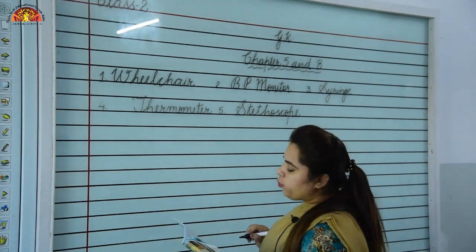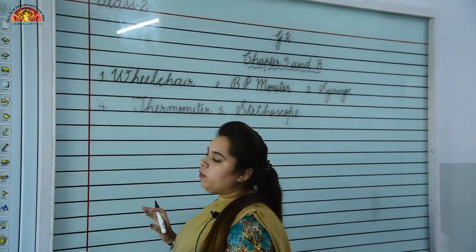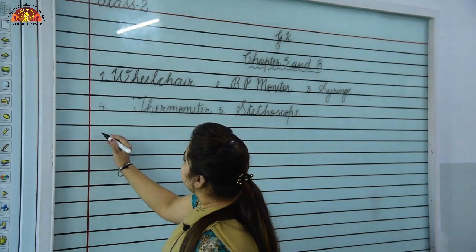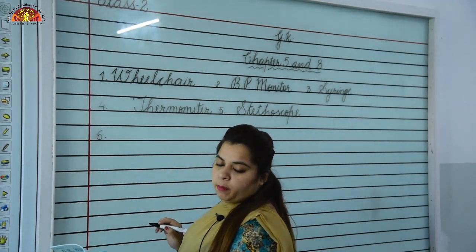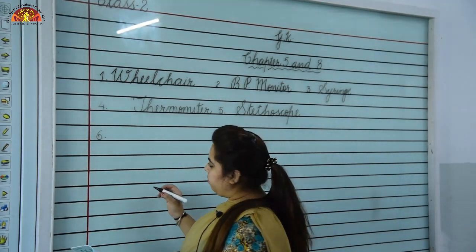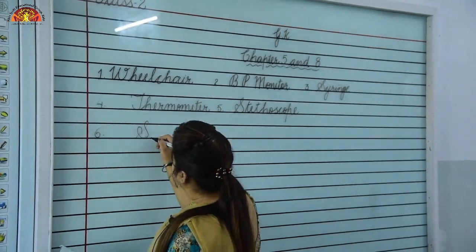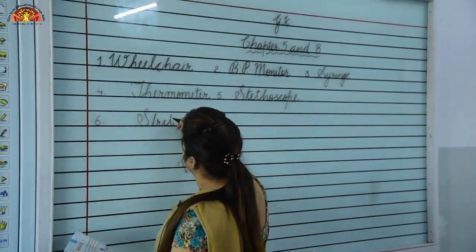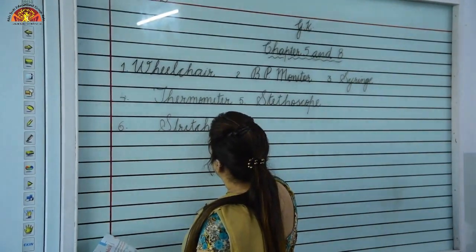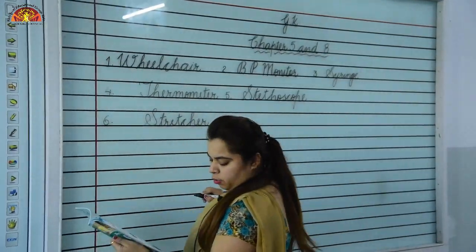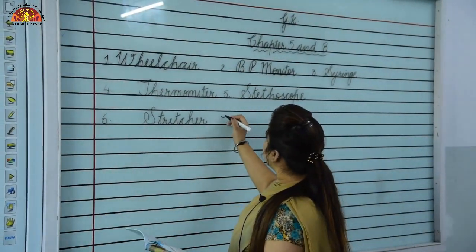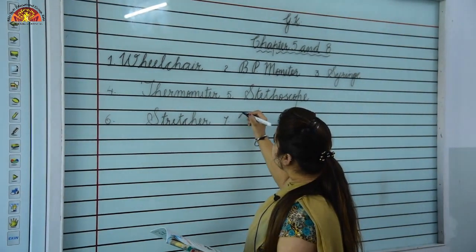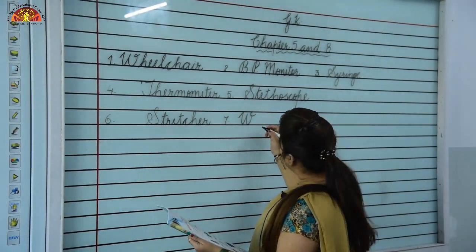STETHOSCOPE. Children, you have to do all the work in beautiful handwriting. Number 6. Number 6 is stretcher. S will be capital. STRETCHER. Stretcher. Number 7, weighing machine. W will be capital.